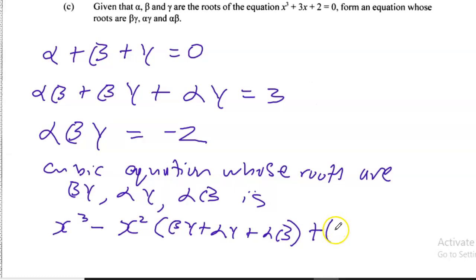So take the product of 2, which would be beta gamma times alpha gamma, which would be beta gamma squared times alpha, plus, we're going to take the product of these two now, alpha gamma times alpha beta, so that's alpha squared beta gamma, plus, and we can take the product of the last two, so it's beta gamma times alpha beta, which would be beta squared gamma alpha. And that's the coefficient of the x.